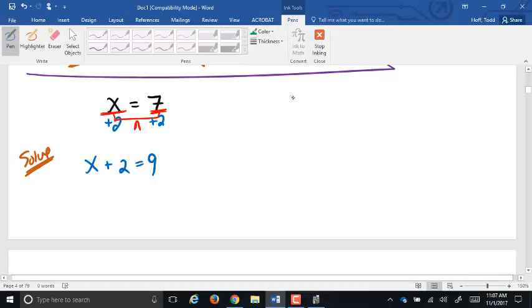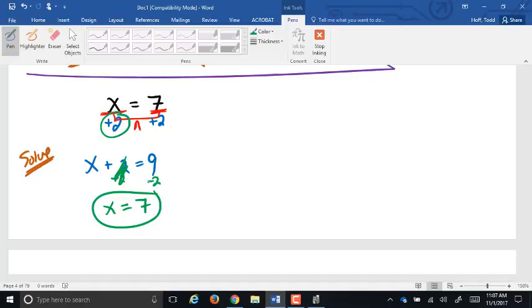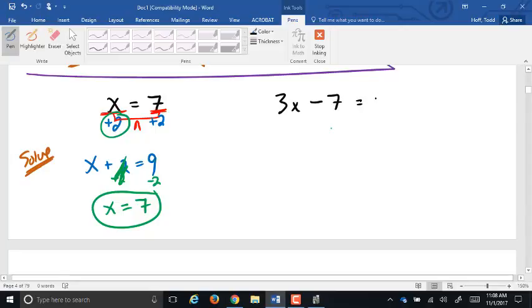Well, to take it apart, we would do the opposite. We built it by adding 2. The opposite would be subtracting 2. Very good. That gets rid of this 2. 9 minus 2 is 7. That takes us back to that basic form of a variable equals a number. So solving equations is nothing more than trying to look at it and figure out how it was built and then take it apart. For example, we have 3x minus 7 equals, well, let's just go with 20.